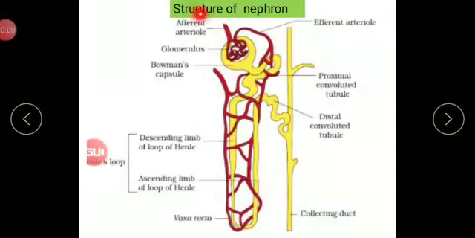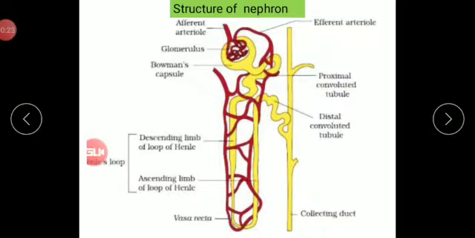Let us begin with the topic structure of a nephron. As we know, the nephron is also called a uriniferous tubule, that is the name given for it, and each kidney is made up of about a million such nephrons. So altogether, as we know, nephrons are the structural and functional unit of a kidney.